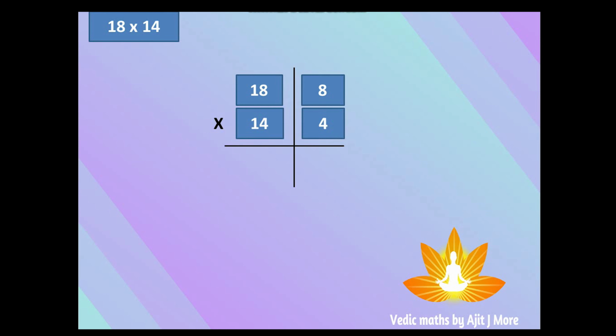Yes. Now what you do is, the first part is crosswise add and the second part is vertically multiply. Now tell me, crosswise, when you add 18 plus 4 or 14 plus 8, it is 22. And vertically when you multiply, you'll get 32. 8 into 4 is 32. But 32 is a two-digit answer.